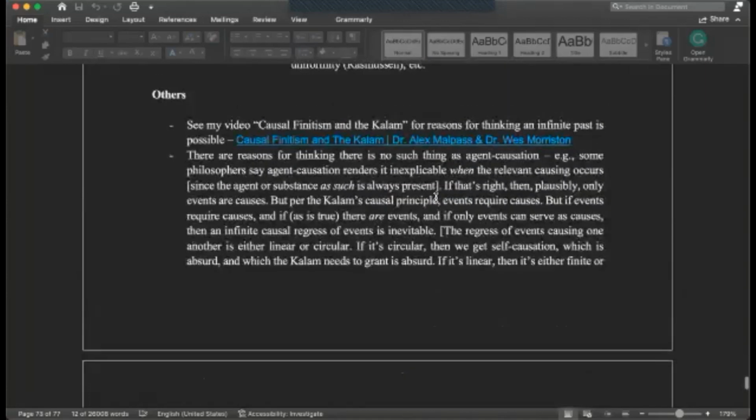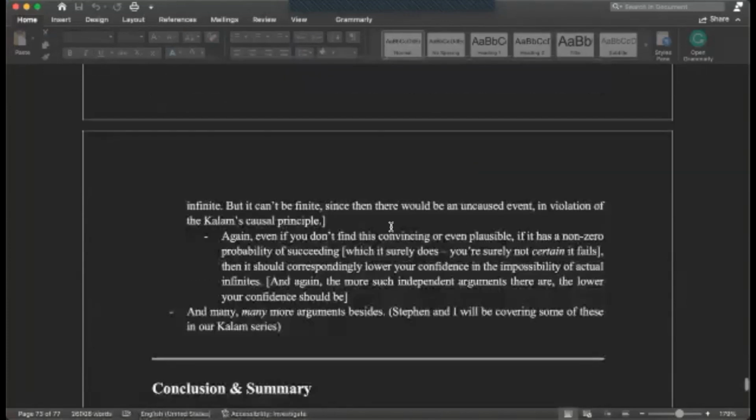Again, even if you don't find this convincing or even plausible, right? I'm not here defending this argument as successful. I'm not sold on there being no such thing as agent causation. My sole point here is that even if you don't find this convincing or even plausible, if it has a non-zero probability of succeeding, which it surely does, since you're surely not certain that it fails, then it should correspondingly lower your confidence in the impossibility of actual infinites. And again, the more such independent arguments there are, the lower your confidence should be. And there are many, many more arguments besides.